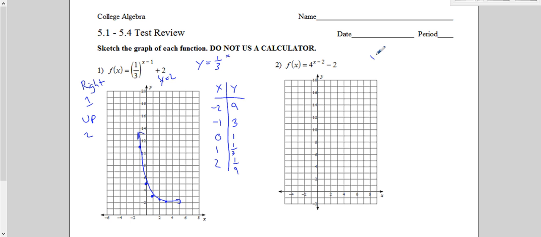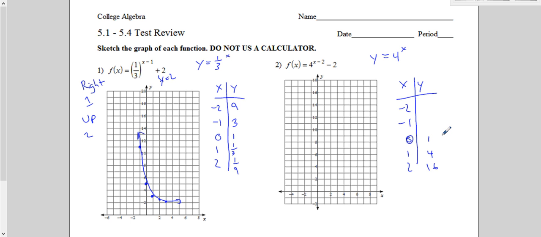I'm going to make a table of values for the basic function of 4 to the x. So 4 to the x, again, I will make an xy table. I will plug in -2, -1, 0, 1, and 2. And when I plug those in, I will get 4 squared is 16. 4 to the first is 4. 4 to the 0 is 1.